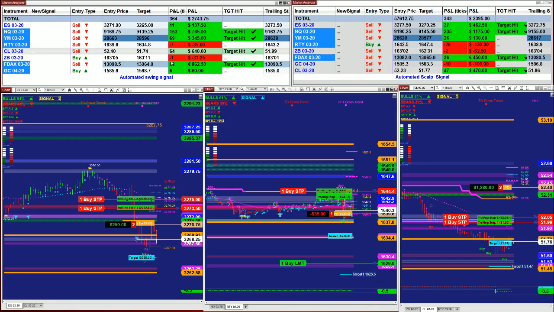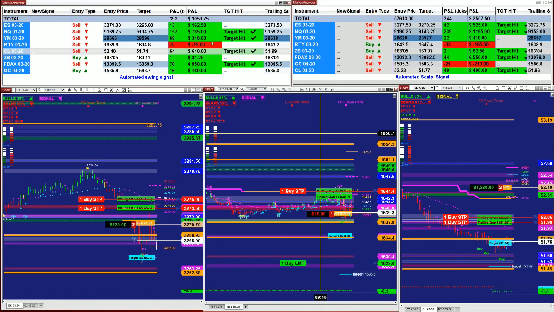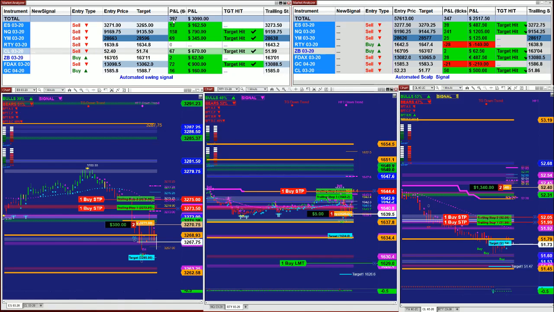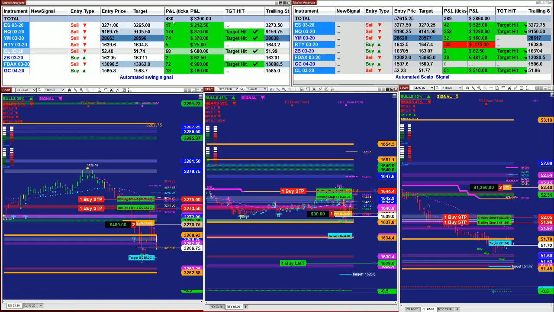64 ticks based on one contract. And on two contracts, as you see here, 1,300. So the market analyzer is based on one contract, and the total PNL on the top here is based on the last entry signal. It's not the whole day. Again, the PNL, we have 425 ticks into the profit based on the last entry signal, not the whole day.